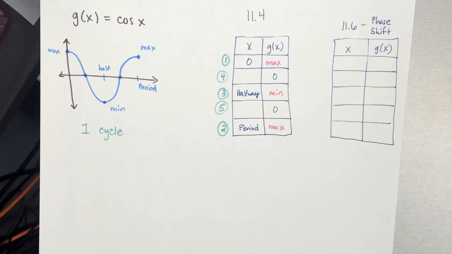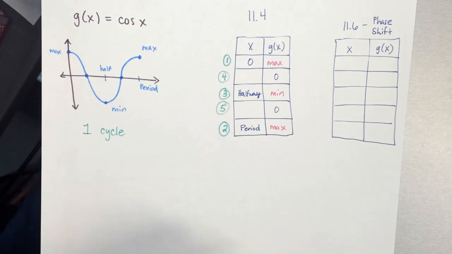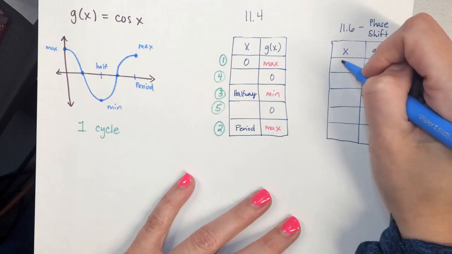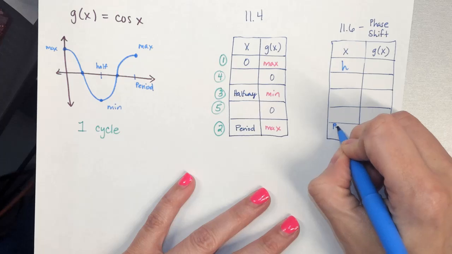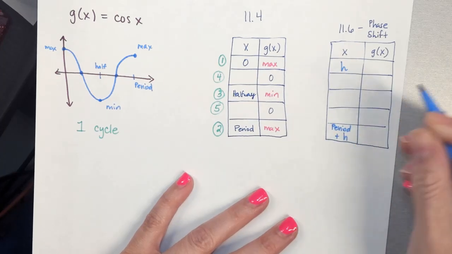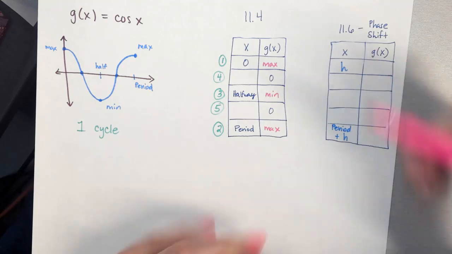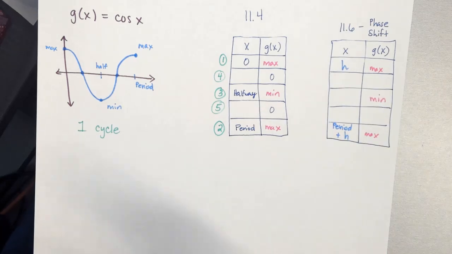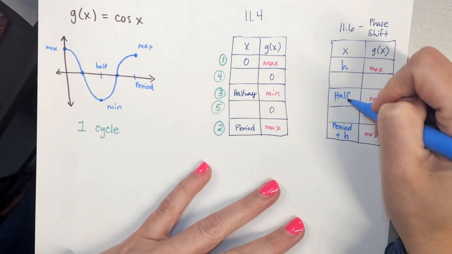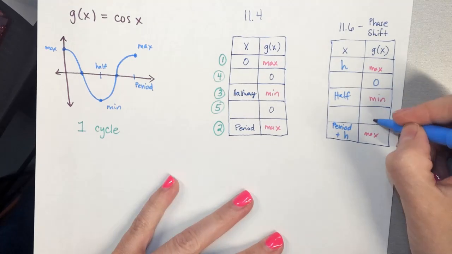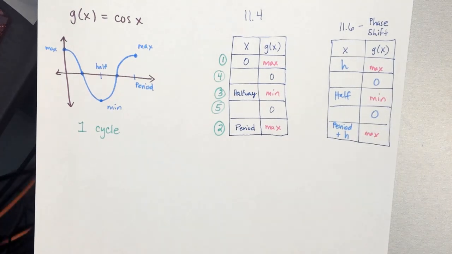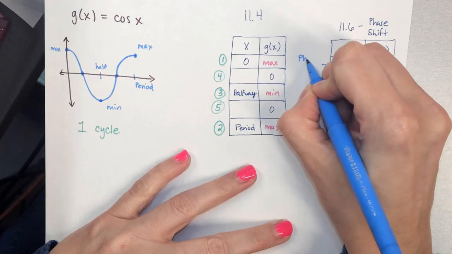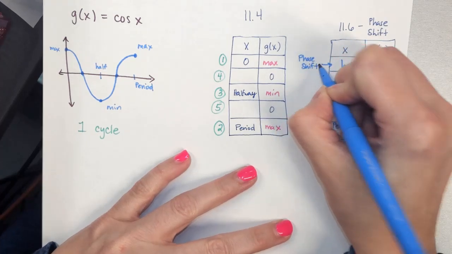The difference now is instead of starting at 0, where do you start? Yep, H. So whatever your phase shift is, that's where you're going to be starting. So you have H, and then here it's going to be the period plus H. And from there, we know we have our max and our min. That does not change. Then this is our halfway, and then we have 0 and we have 0. Your H is always going to be what your phase shift is. So that's how you're going to create your tables.